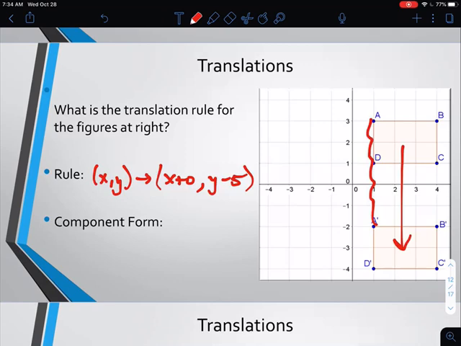Now, when you don't move right or left, or you don't move up or down, you could write the x plus 0 for the translation rule, or you could have just simply written x, because x isn't going to change. So that same statement could look like this as well, so just be aware of that. As far as component form, we just get rid of x and y. So I just want the 0 and the negative 5 and my arrow brackets. Okay.